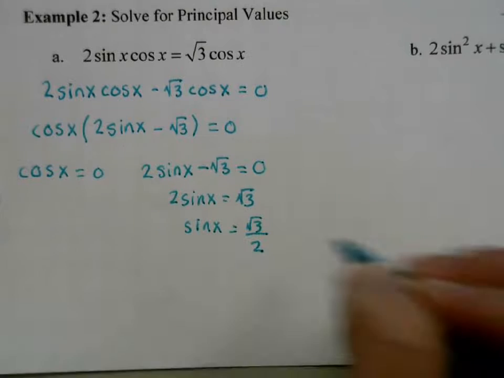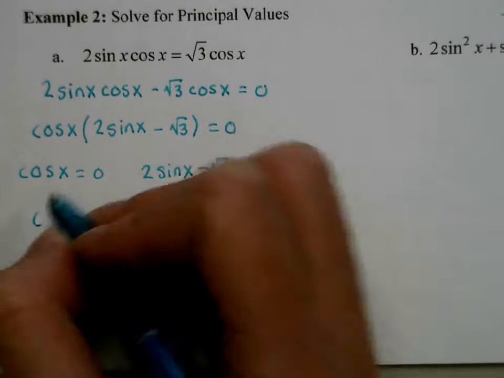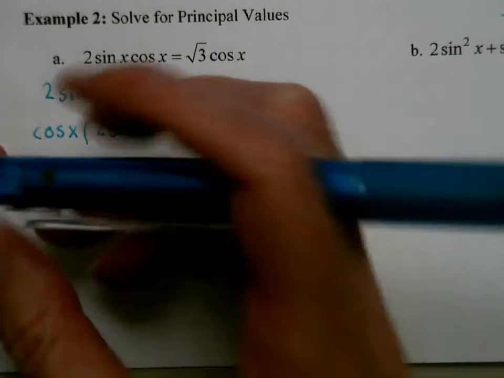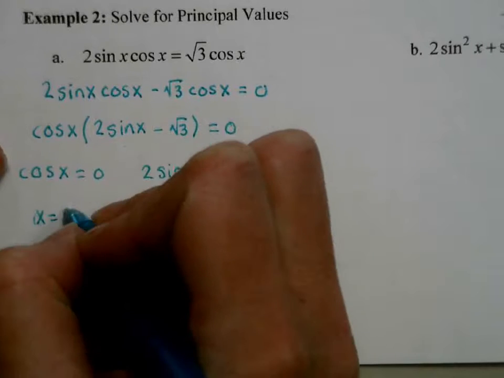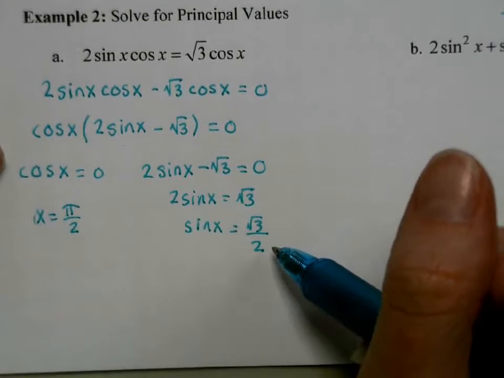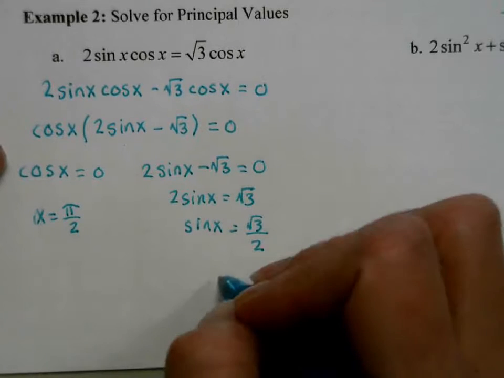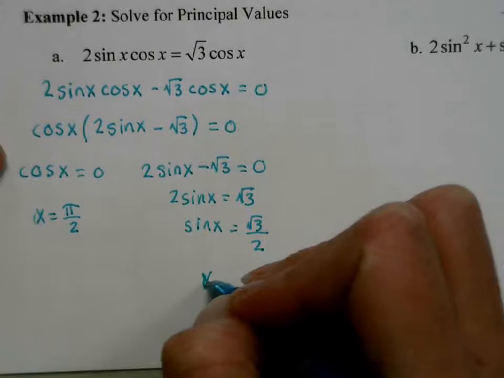Okay, we're doing just principal values. So these are the values for cosine between 0 and pi, which is going to be at pi over 2. Okay, the one value between negative pi over 2 and pi over 2, where our y is root 3 over 2, is going to be at pi over 3.